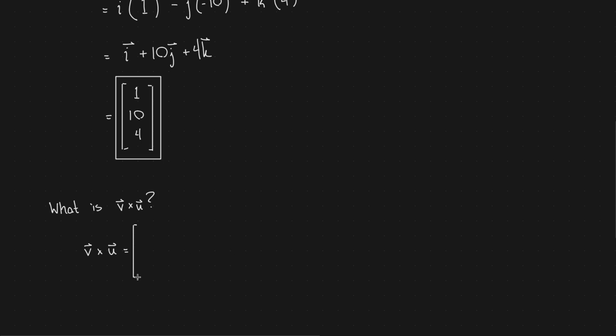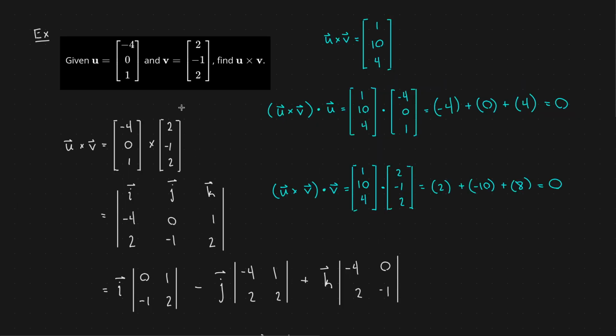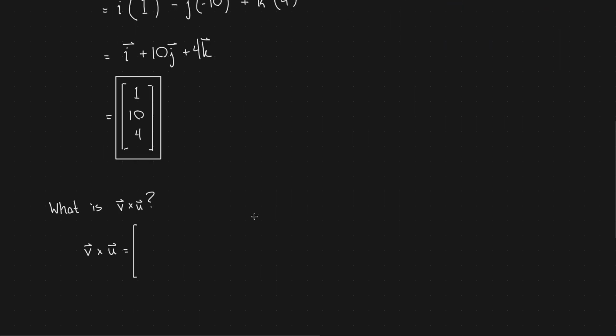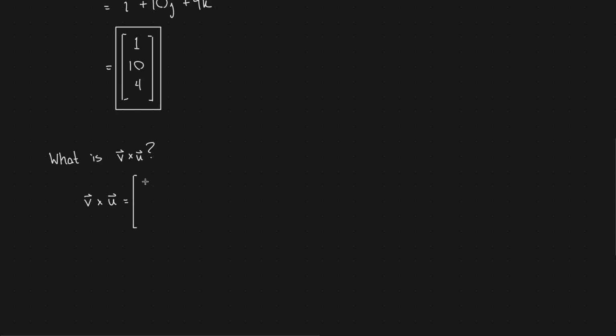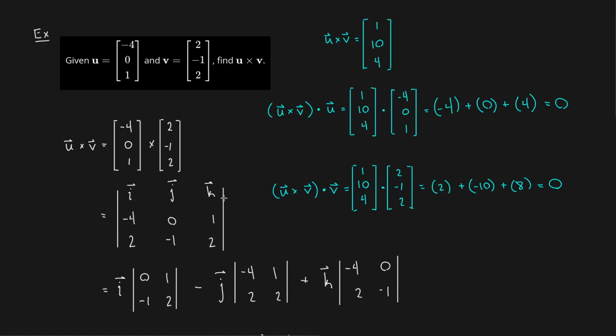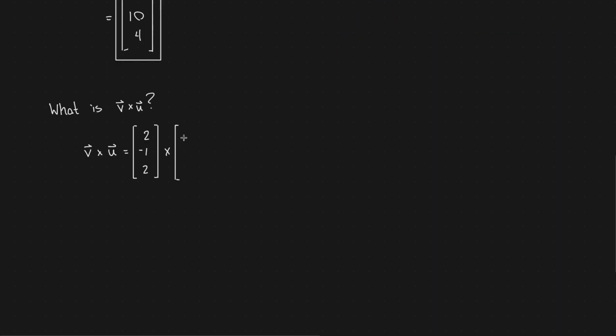So vector V was, what was vector V? 2, -1, 2. I'm going to take the cross product of that with vector U, and vector U was -4, 0, 1. So we're going to take the cross product here the same way.